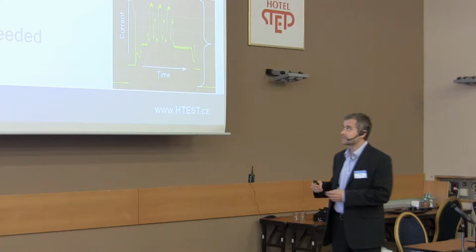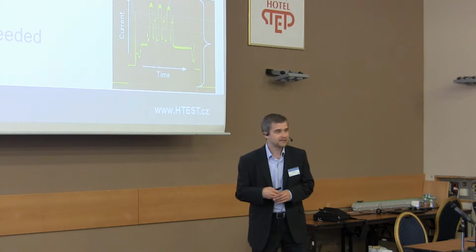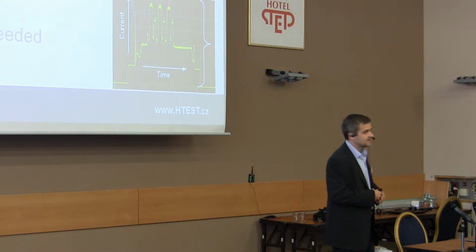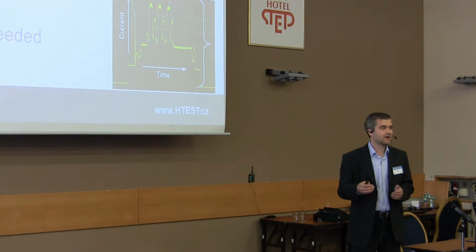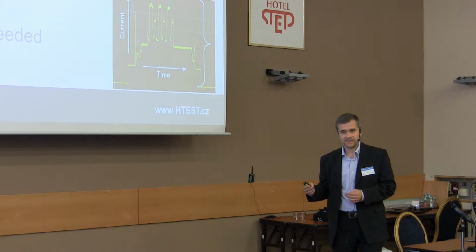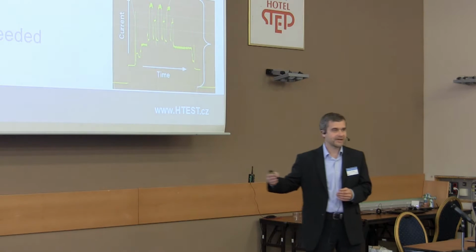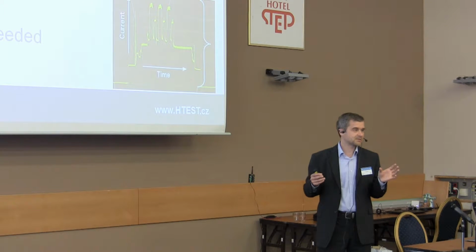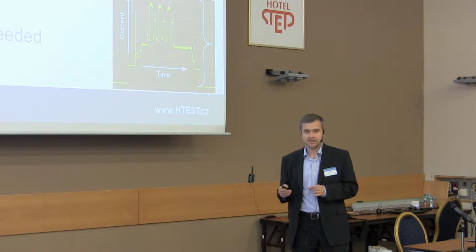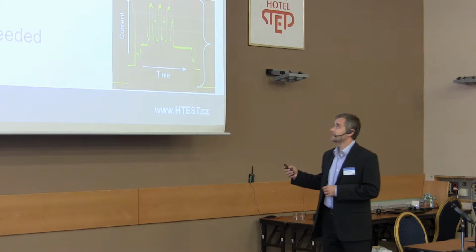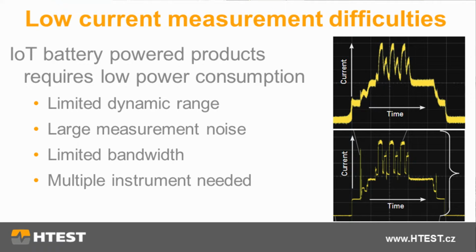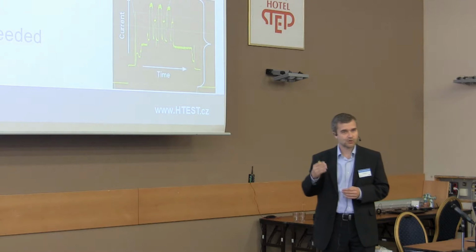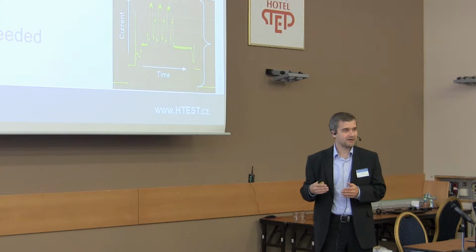But this makes measurement quite difficult, because in the sleep mode the device can draw only 100 nanoamperes, and in active modes, when transmitting long range, it can draw up to 100 milliamperes. So there are 6 zeros between them, and it's very hard to measure. If you don't have enough dynamic range, the signal you measure is noisy and less precise. And if you don't have enough bandwidth, you will miss some short transmissions, which is very important in power measurement.